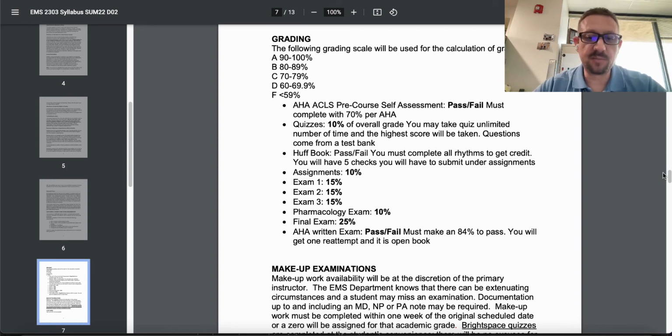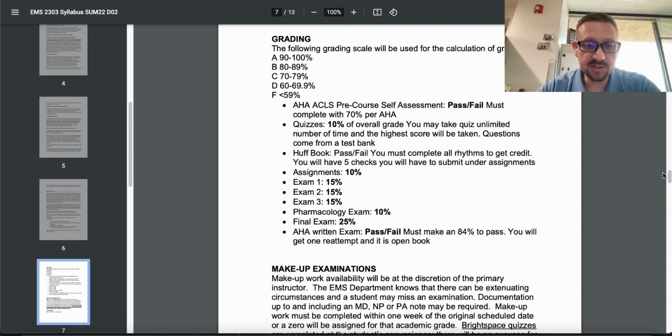The Huffbook is a pass-fail check, so you either submit it or you don't, and you have to complete all of the Huffbook and submit it to get credit or you don't pass the class, though it doesn't necessarily have directly an impact on your grade. However, again, if you half-ass the Huffbook, you're probably not going to recognize ECGs on quizzes and exams, so it will bring your grade down in the gradebook in those areas.